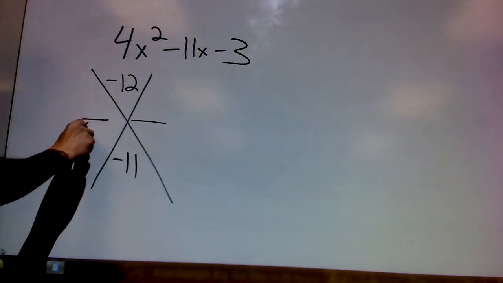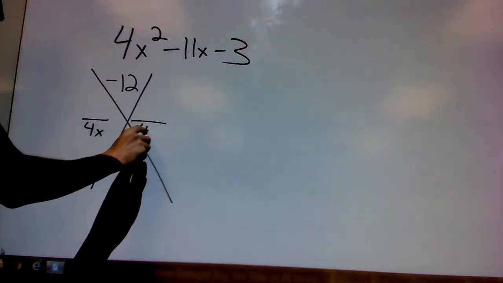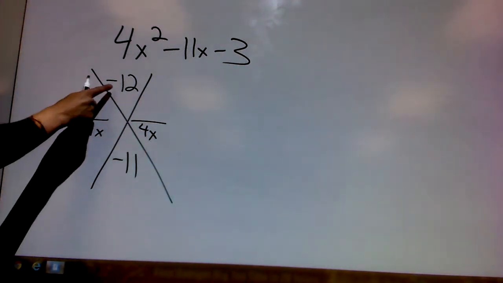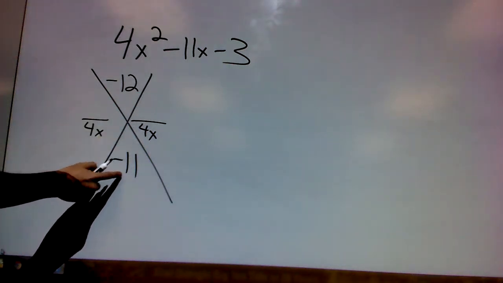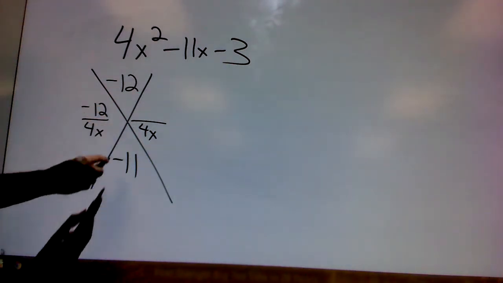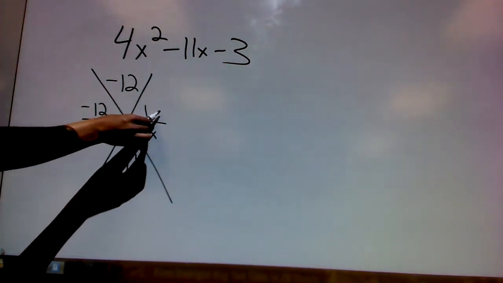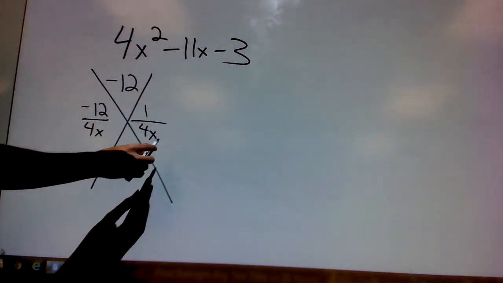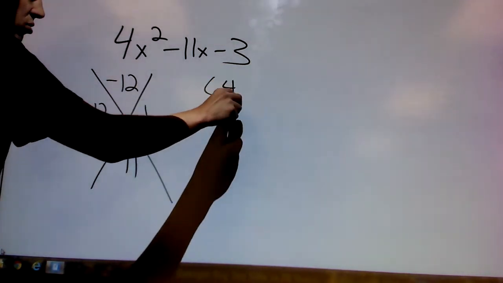I will have to divide by 4. Well, multiply is going to be negative 12, combines is going to be negative 11: negative 12, positive 1. I cannot simplify this. 1 parenthesis is 4x plus 1.